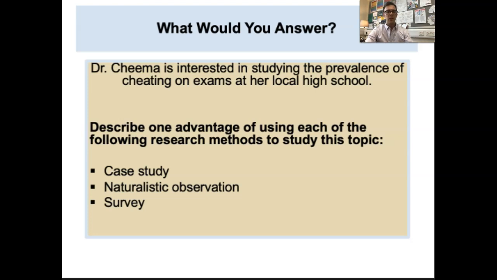Dr. Shima is interested in studying the prevalence of cheating on exams at her local high school. Describe one advantage of using each of the following research methods to study this topic. Go ahead and record your response, and then I will post the answers for you afterwards.